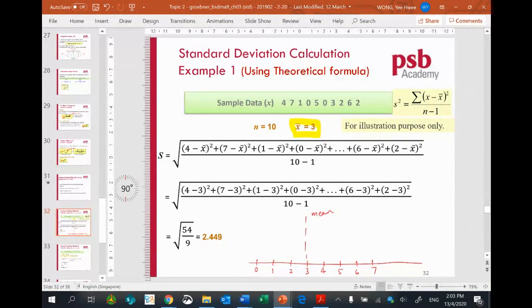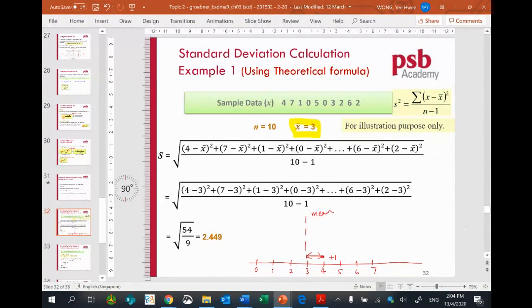I'm going to measure how far all other numbers are from 3. Okay, how far are all these numbers from 3? The first number is 4. The first number is here. How far is it from 3? It is 1 step to the right of 3.